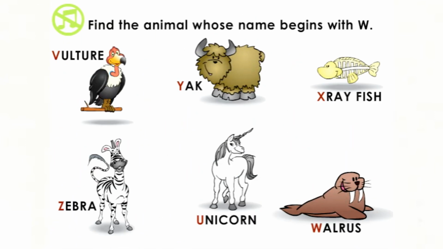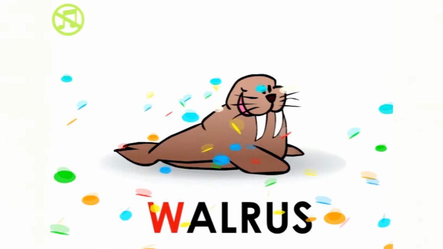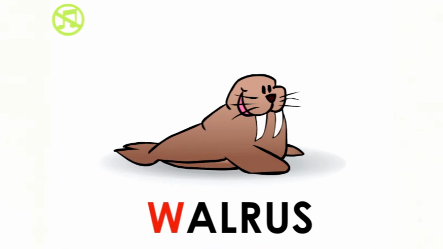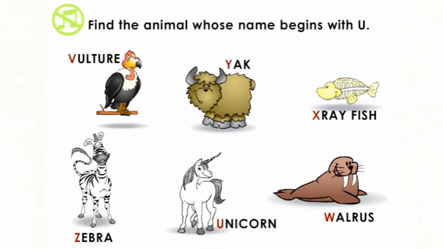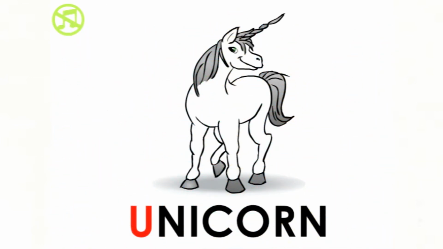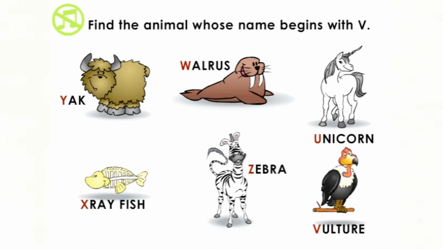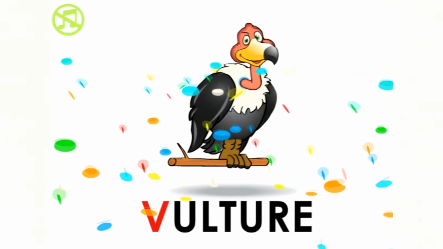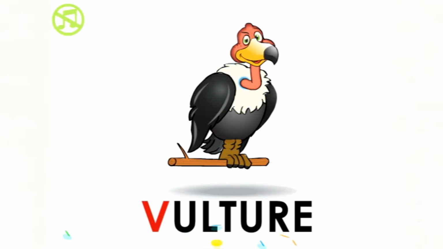Find the animal whose name begins with W. Way to go! Walrus begins with W. Find the animal whose name begins with U. Awesome! Unicorn begins with U. Find the animal whose name begins with V. That's right, vulture begins with V.